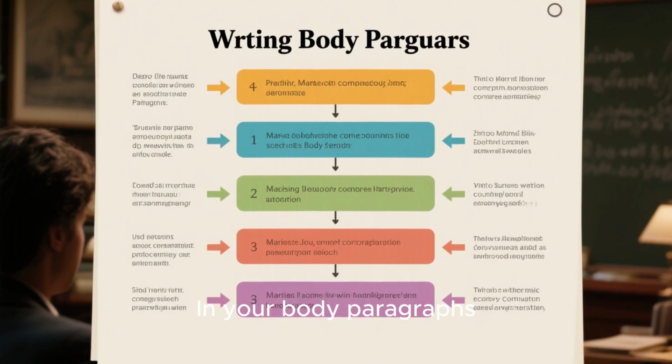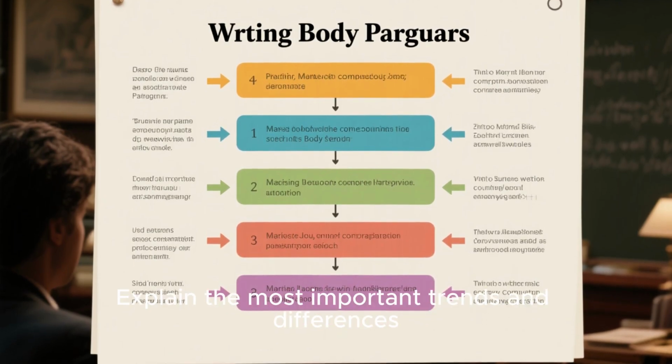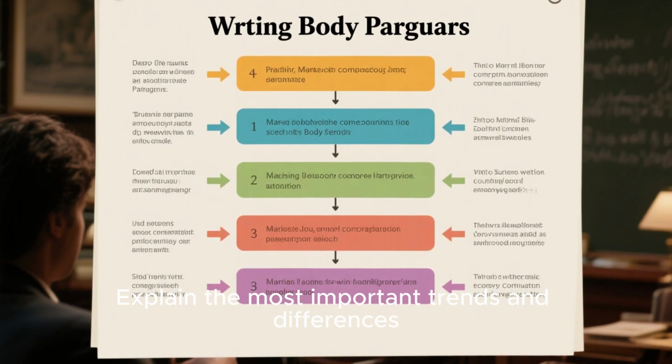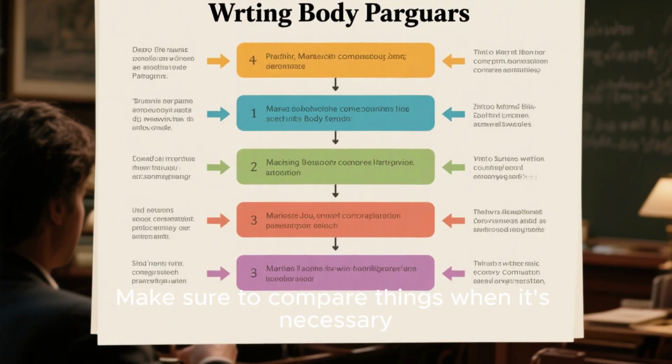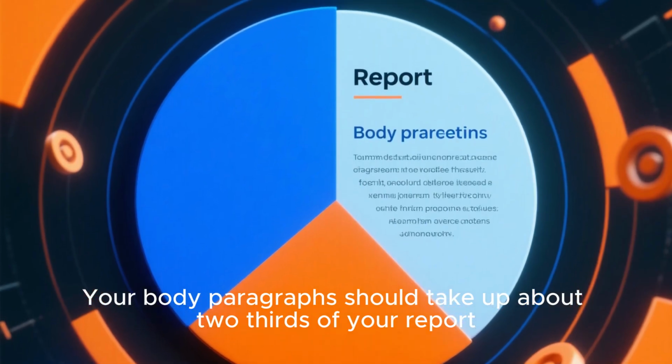In your body paragraphs, you should describe the data in detail. Explain the most important trends and differences. Summarize the main points. Make sure to compare things when it's necessary. Your body paragraphs should take up about 2/3 of your report.